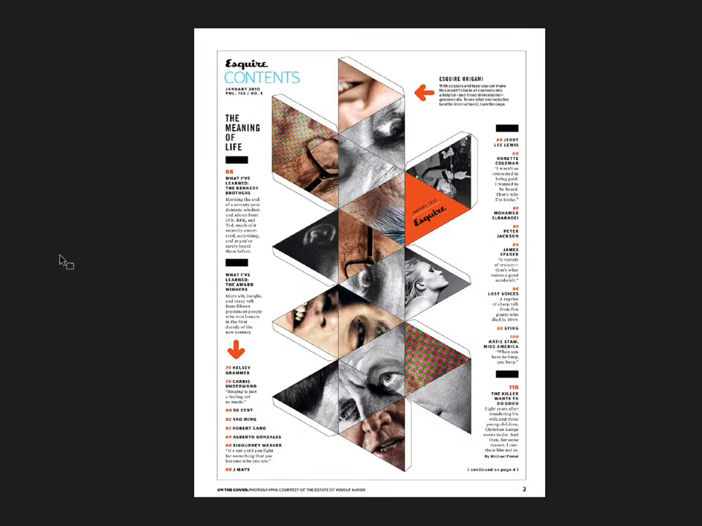And one more Esquire from that era, this little thing that looks like you could cut it out and fold it up, although I don't think you actually could.